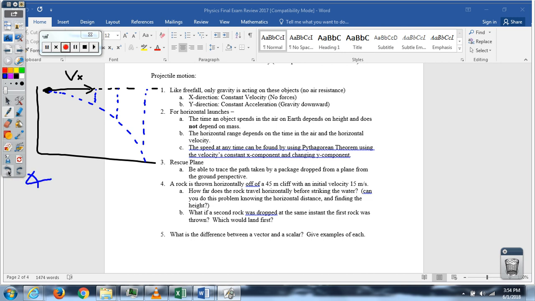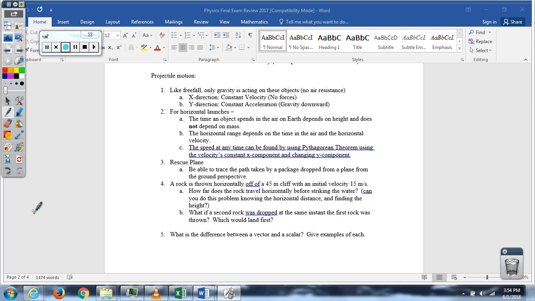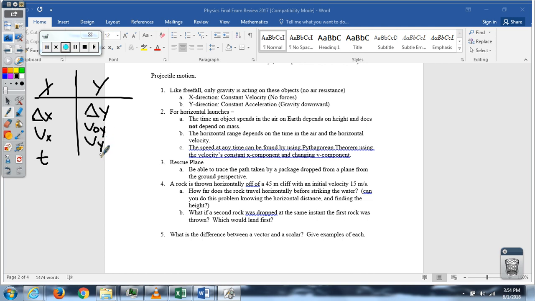All right, a rock is thrown horizontally off of a cliff, 45-meter cliff with an initial velocity of 15 meters per second. How far does the rock travel horizontally before striking the water? Okay, remember with projectile motion, you've got an XY table to worry about. And so we have delta x, Vx, t, delta y, Voy, V final y, a, t. The times in the air are equal. For horizontal launch, this is 0. This is always -10 if it's on the Earth.